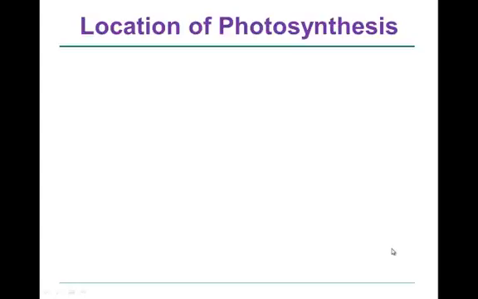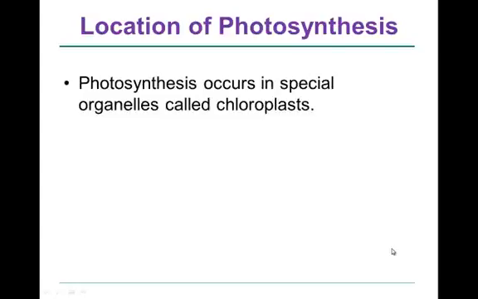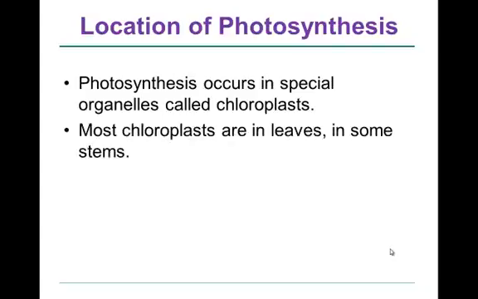In eukaryotic organisms, photosynthesis occurs in special organelles called chloroplasts. Plastids are a class of organelles inside plant cells that contain pigments, and chloro means green. So these are the organelles that contain green pigment. Most chloroplasts are located in the leaves of plants, and some plants have chloroplasts in the stems.